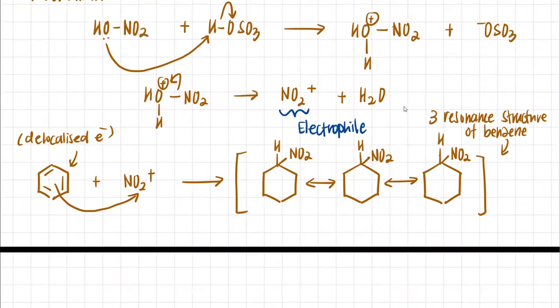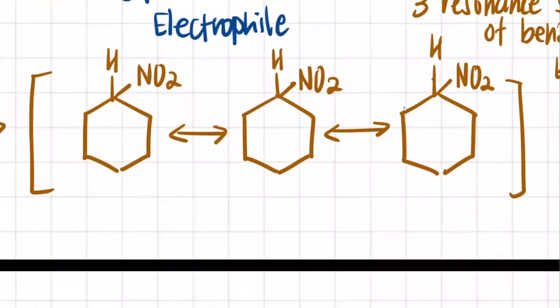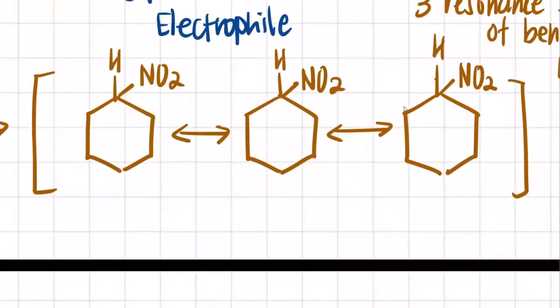Now, we need to determine the partial positive charge. How are we going to determine that? Very easy. First, this is your substituent. Always mark your substituent. The partial positive charge will come on the left side of your substituent, the right side of your substituent, and opposite of your substituent. Left, right, and opposite.